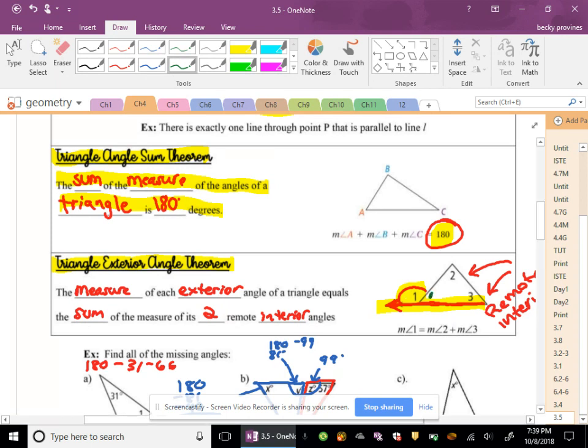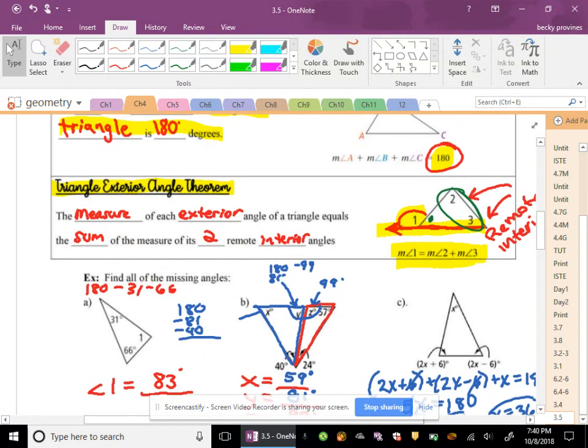Like this angle right here, right next to angle 1, that's adjacent. So we're not talking about that angle. We're talking about angles 2 and 3. When you add these together, they equal angle 1. So angle 1 equals angle 2 plus angle 3.